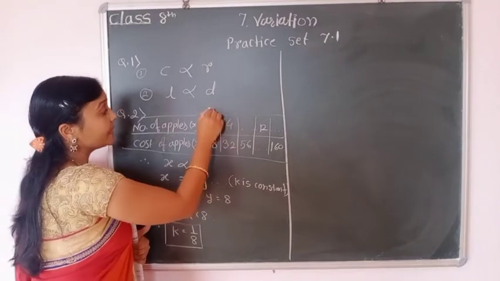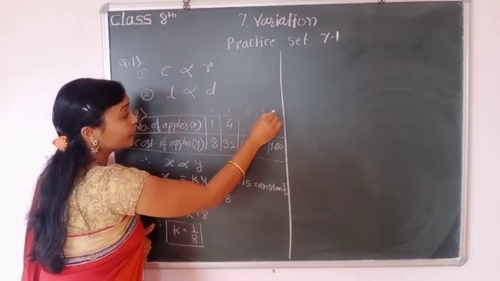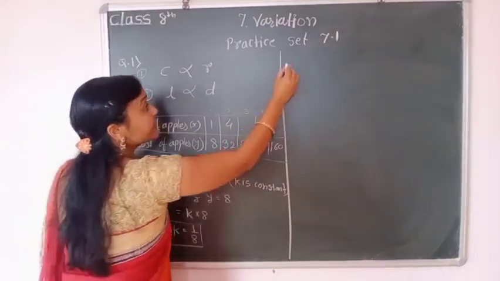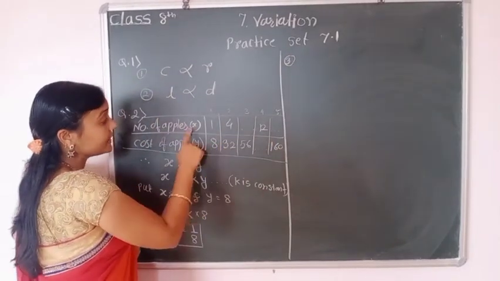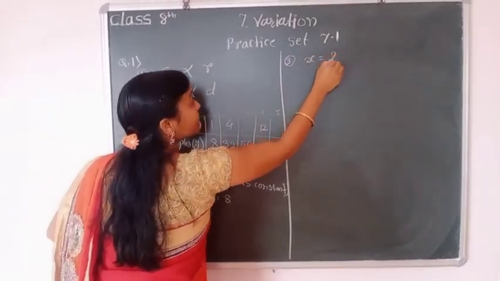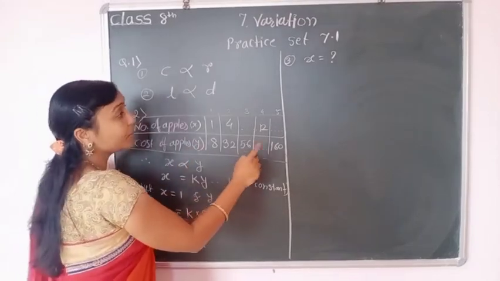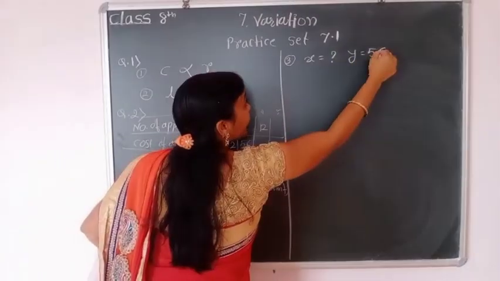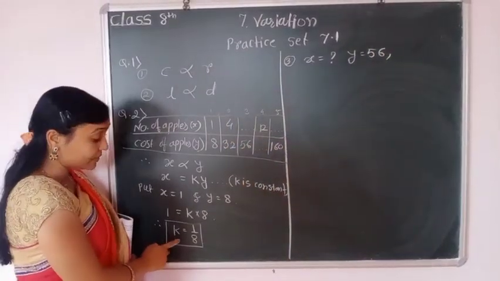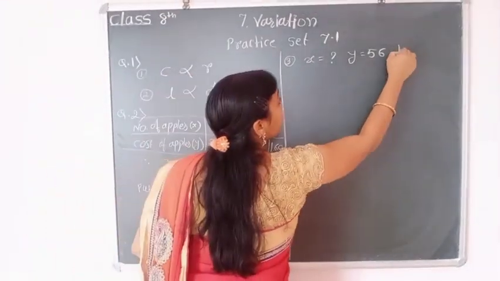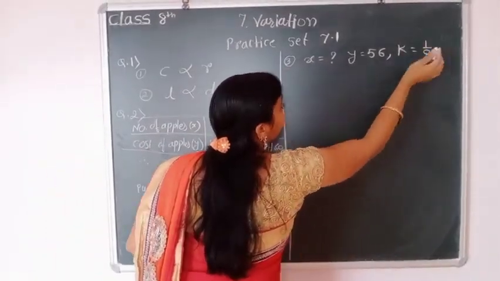Now in this example, this is the first, second, third, fourth and fifth. So we find out the third example. This x we don't know. So we write down x equal to question mark, y is equal to 56. And what is the proportionality constant? K is equal to 1 by 8.